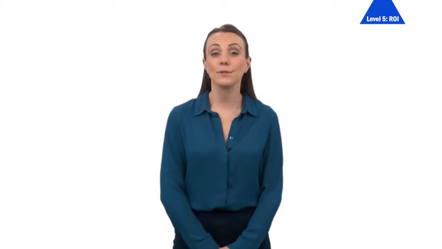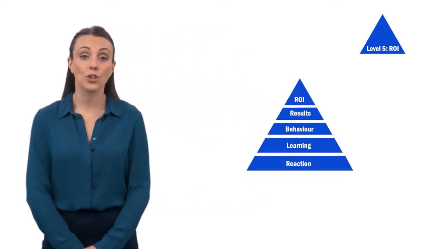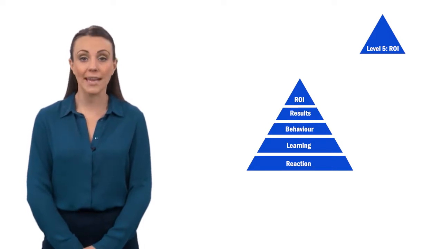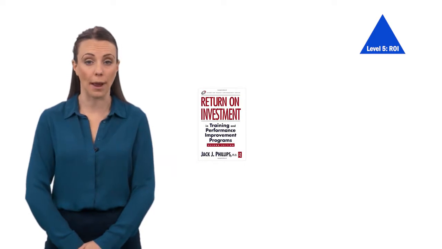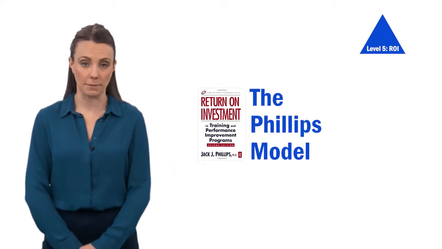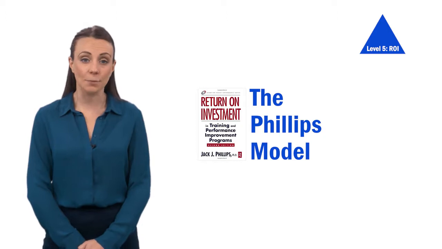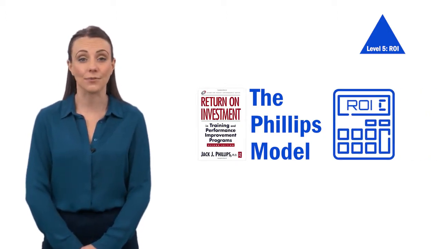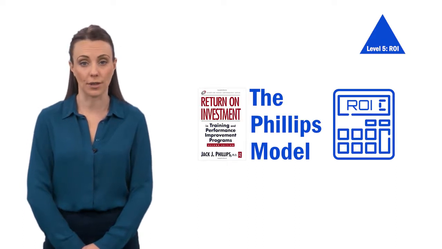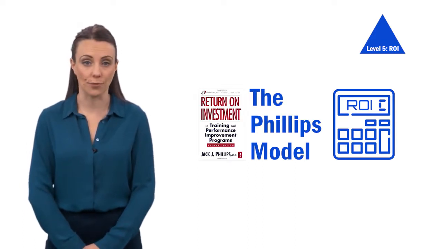Introducing Level 5. There is still one piece of the training evaluation jigsaw left, and this is held by Jack Phillips, who built an important 5th level of training evaluation on top of the Kirkpatrick 4. In his book, Return on Investment in Training and Performance Improvement Programme, the author puts forward the Phillips model. It shows L&D practitioners how to calculate the ROI of training using the data gathered from Kirkpatrick's Level 4 evaluation and put it in a more actionable format.